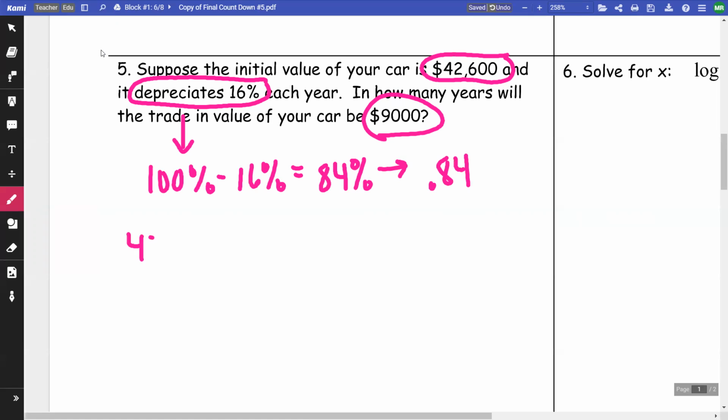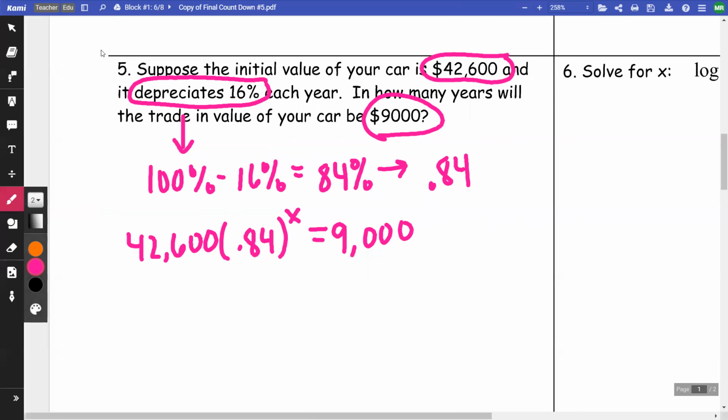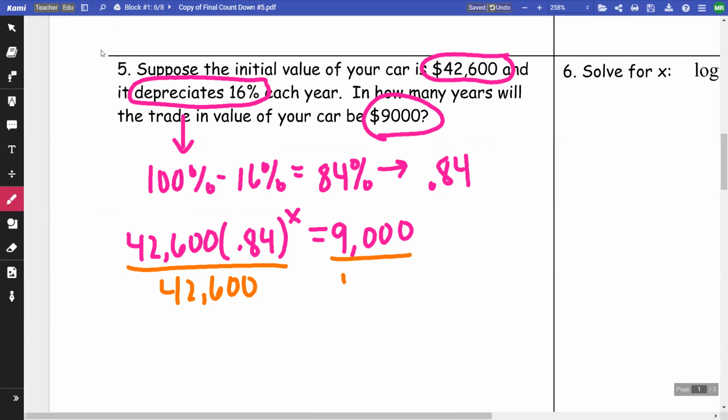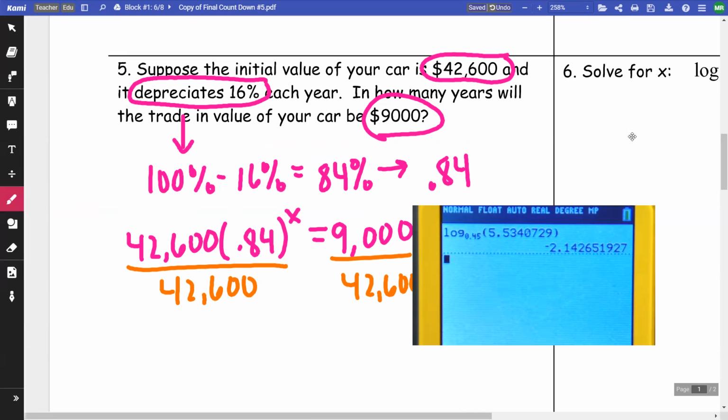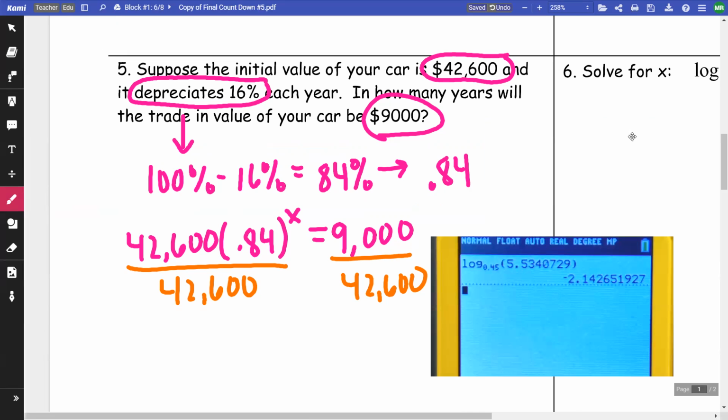So we're going to start with our 42,600. We're going to times it by 0.84 to the power x and try to figure out when that was $9,000. So I am going to divide by 42,600. So 9,000 divided by 42,600. I end up getting this.